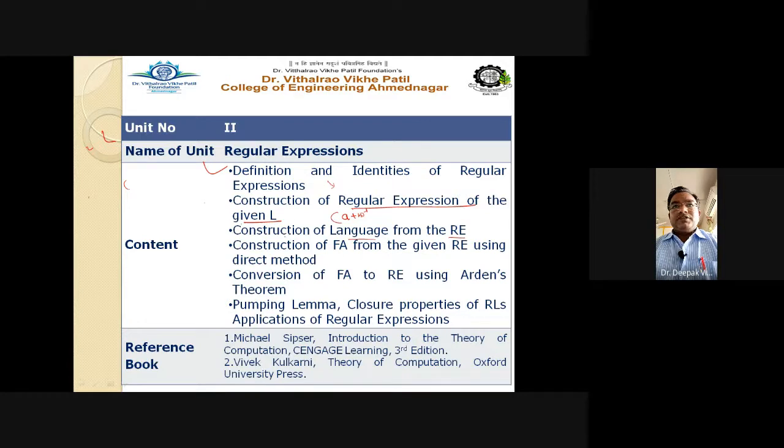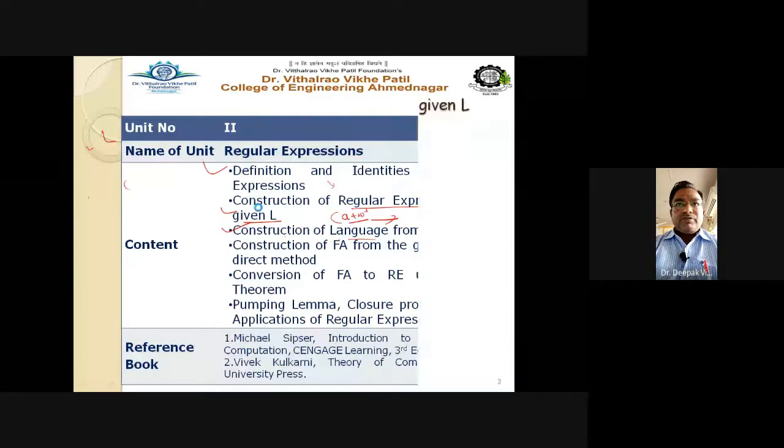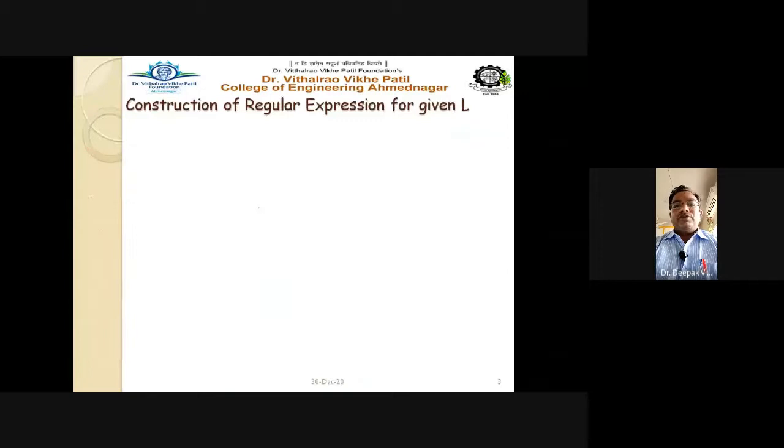And the second point that we have to discuss in today's session is that we have to construct a language, that means we have to define a language for the regular expression. The regular expression is given and we have to write the language for that particular regular expression. These are the two topics that we are going to discuss in today's session. So let us see one by one. Construction of regular expression for given language.